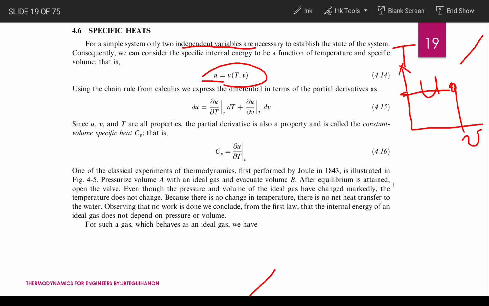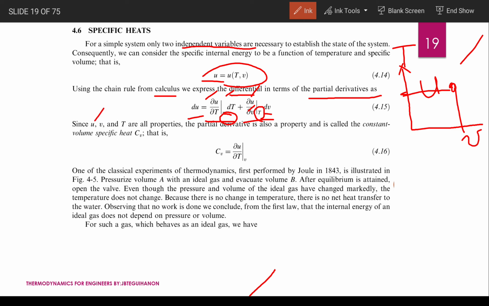Using the chain rule from calculus, we express the differential in terms of partial derivatives: du is equal to the partial derivative of u over the partial derivative of temperature, holding specific volume constant, times dT, plus the partial derivative of u over the partial derivative of specific volume, taking T as constant, multiplied by the differential of specific volume.